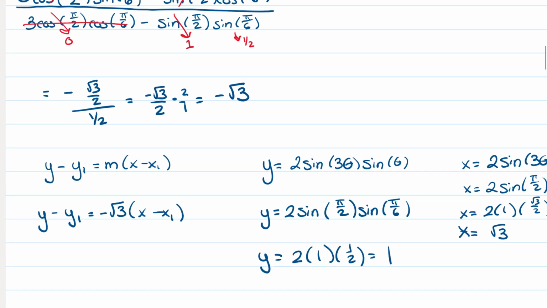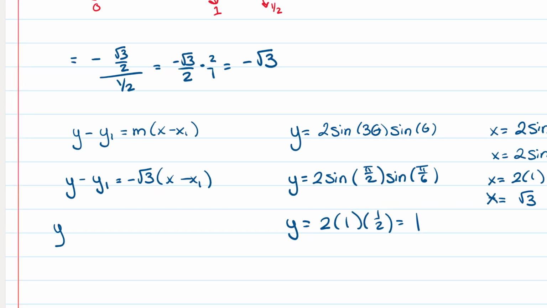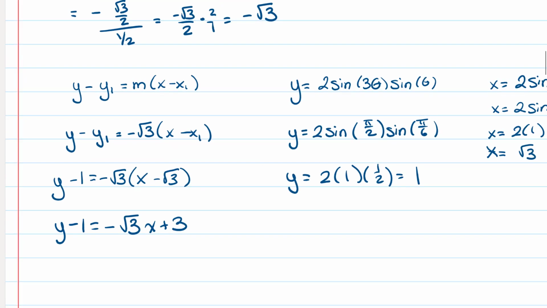So I just plug those into my equation now. y minus 1 is equal to negative radical 3 times x minus radical 3. You could stop there, or we can distribute and simplify. y minus 1 equals negative radical 3 x plus 3, and then I add 1 to both sides. And that's how I got the same equation that the technology got.